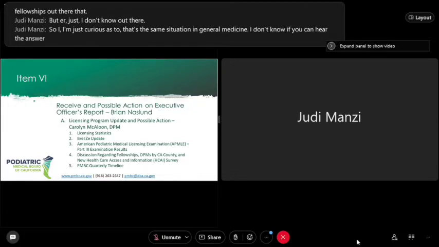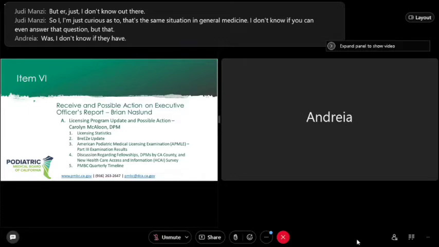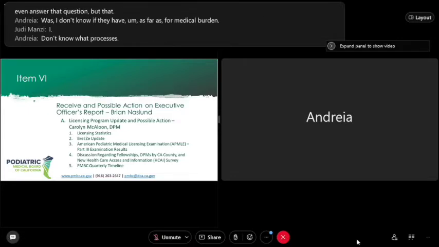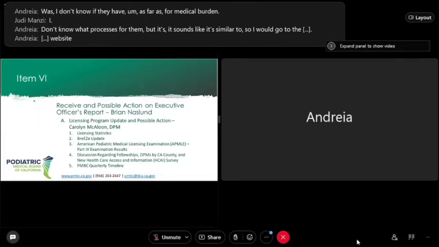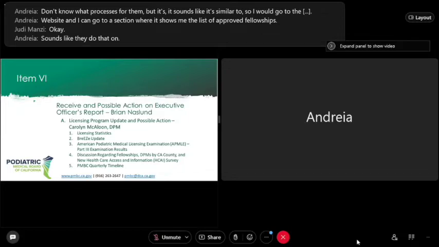Sure. I don't know what the process is for the medical board, but it sounds like it's similar to podiatry. I would go to the CPME website and go to a section where it shows me the list of approved fellowships. It sounds like they do that on the ACGME for their residencies as well.